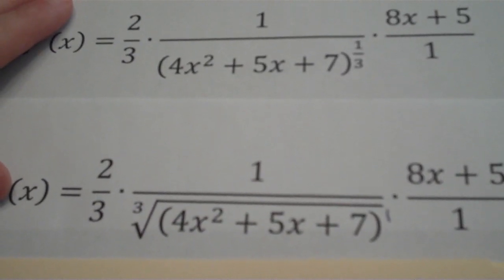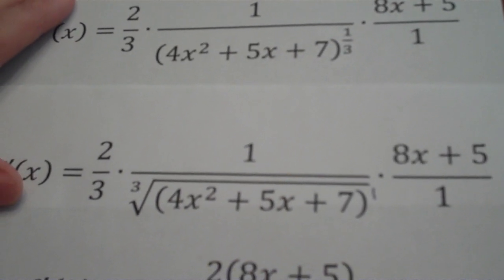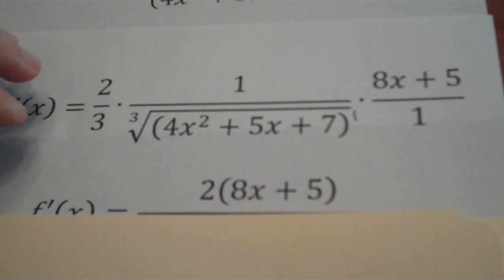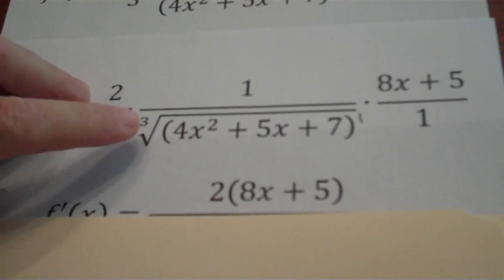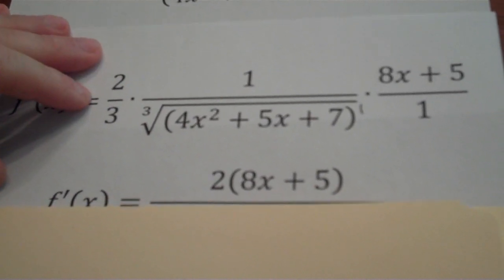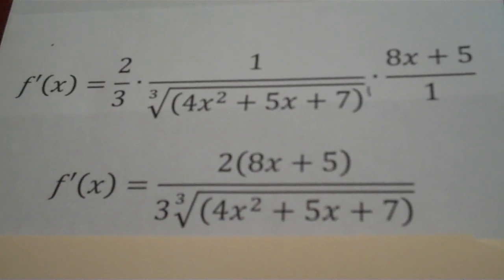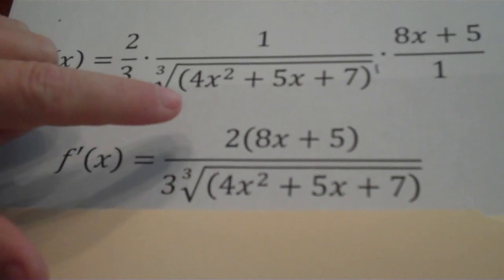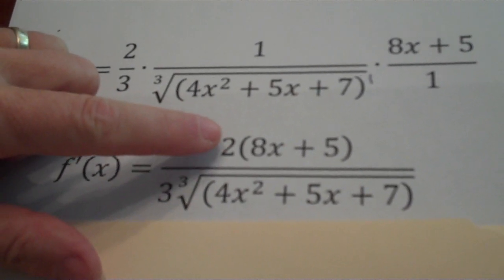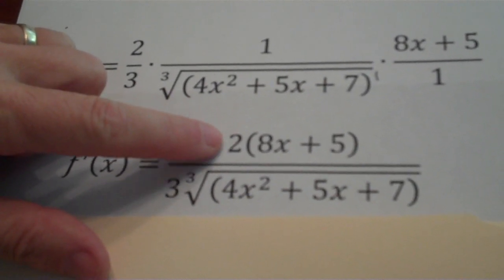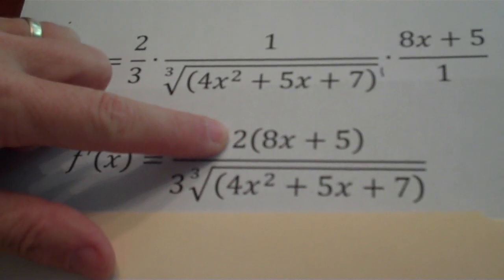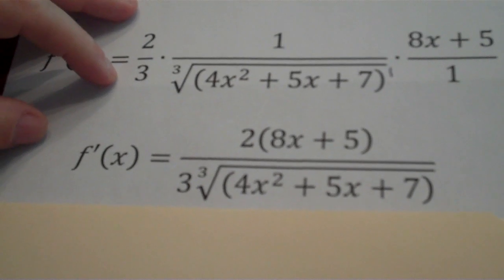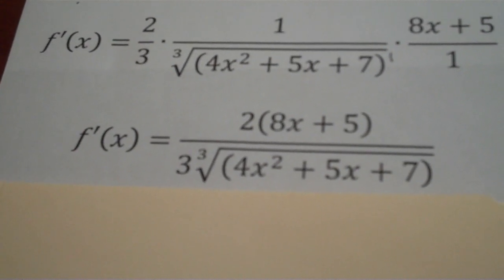So again, in the top I have 2 times 1 times 8x plus 5, which is just 2 times 1 is 2 times 8x plus 5. In the denominator I have 3 times 1 times this radical. Well, I'm just going to go ahead and write that as 3 times the radical. I'm almost done, folks. I'm being a little persnickety with you. Truthfully, if we were done and you wanted to leave this in factored form, I'd probably let you leave it this way. I prefer multiplying it out. At this point, that really is just a personal thing.